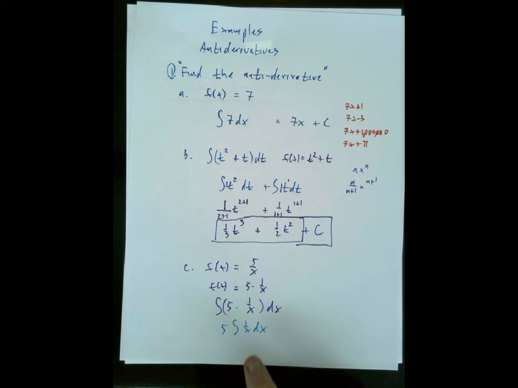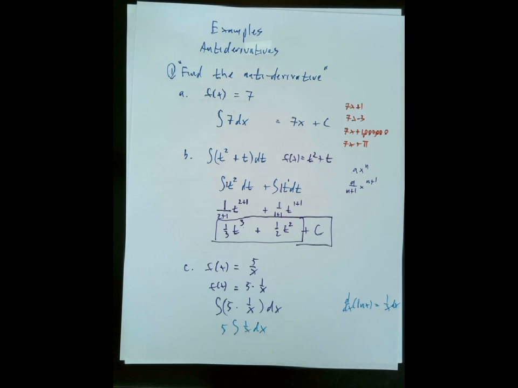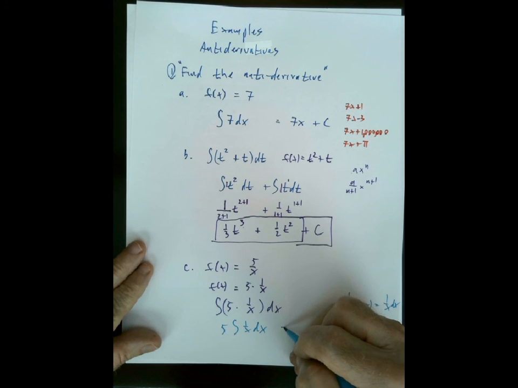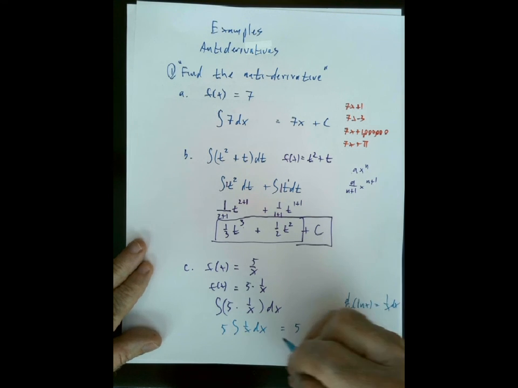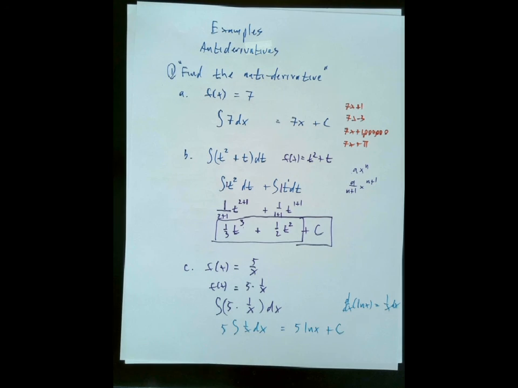Well, what's the function that when we took the derivative of it, we got 1 over x? Remember that d dx of ln x gave us 1 over x. And so therefore, this is going to be equal to 5 times ln x plus c.